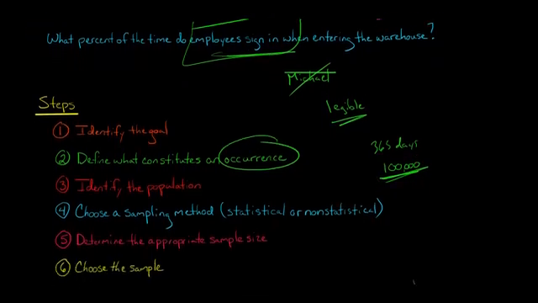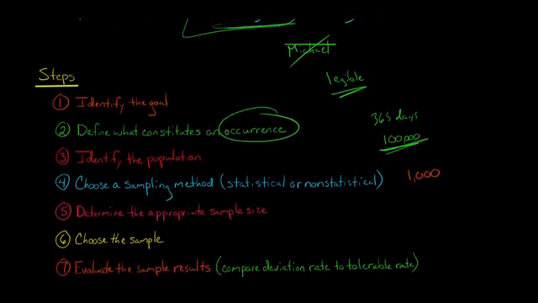It'd be inefficient. Then you go and you actually choose your sample, and let's just throw out a number. Let's say it ends up being 1,000 people. So you're going to look at 1,000 of the people and see on video, did they actually sign in when they entered the warehouse?